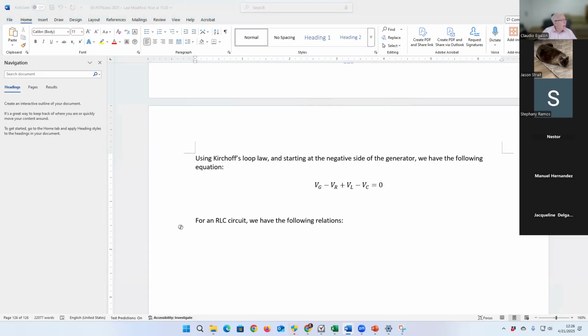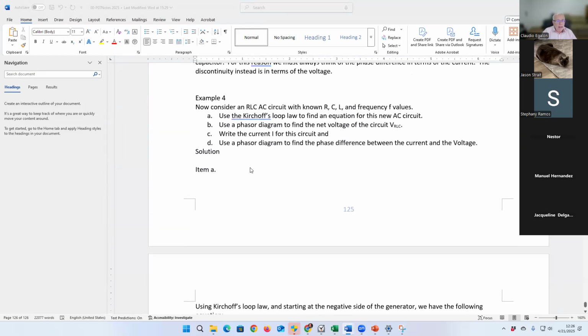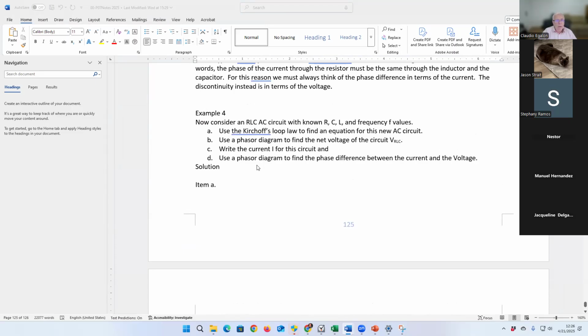So we repeat exactly what we did before. In order to get to this type of circuit, the most generic one, we have to study what happens to each element separately. Okay? That's why we did it just for the resistor, just for the capacitor, and just for the inductor. And that's item A here. We go substituting for VG, the voltage of the generator, right?